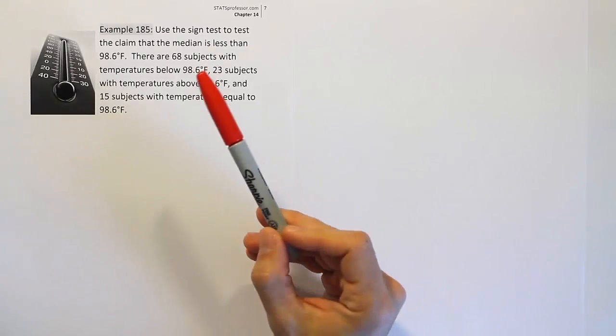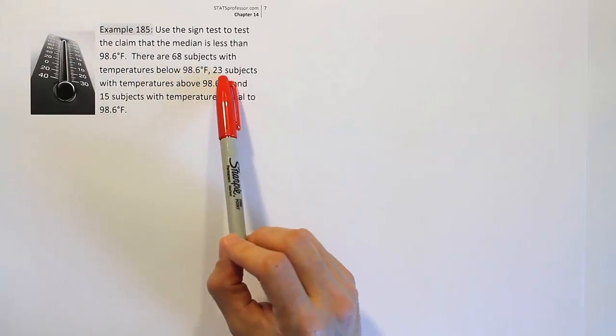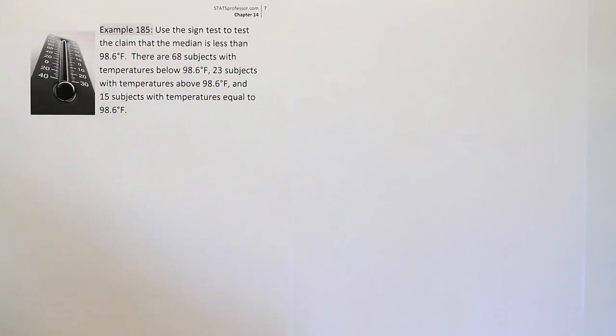The problem with this example is that there are too many subjects involved in the study, and so with all those subjects, we won't be able to use the binomial table. When this happens, we're going to use the large sample approximation. So essentially, we're going to use the normal distribution as an approximation to the binomial distribution.